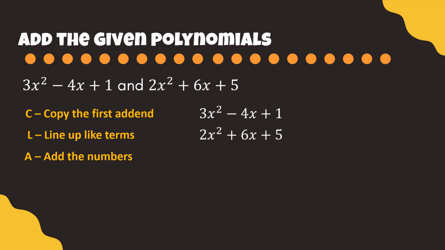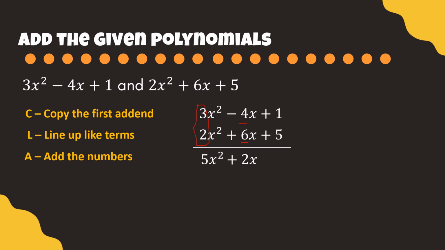Next, add the numbers. When we say numbers, we are referring to the coefficients and the constant if there are any. So we're going to simply add 3 plus 2 and copy their variables. So we have 5x squared. Then we're going to add negative 4 and positive 6. When one is signed as negative and the other one is signed as positive, we are going to subtract the numbers. And we're going to adapt the sign of the number with a bigger value.